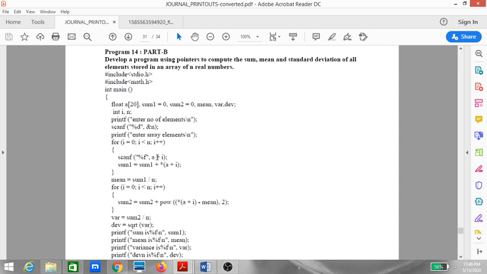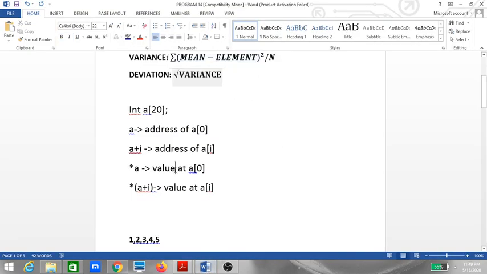And then here only I am calculating sum1. So what is sum1? Initially it is initialized to 0 plus star of a plus I. So whatever value we have stored at this address a plus I, if I add a star to it, then I'm talking about the value. The same thing I've told you all here: if I say a plus I, then I'm talking about the address of a of I, and if I put a star to it, then I'm talking about the value at a of I.